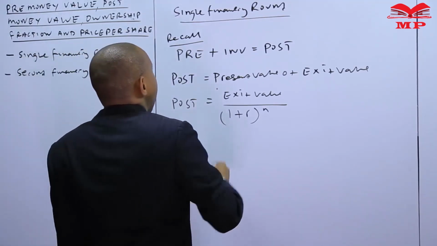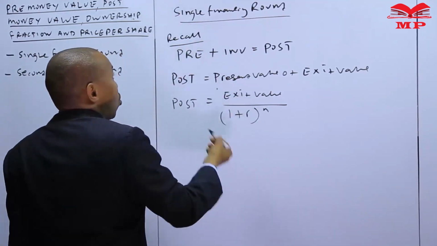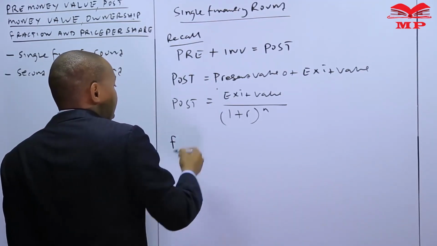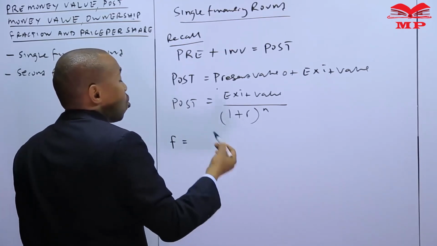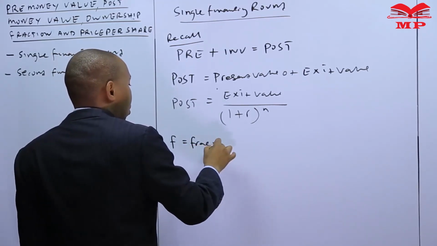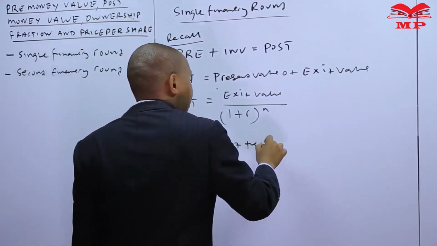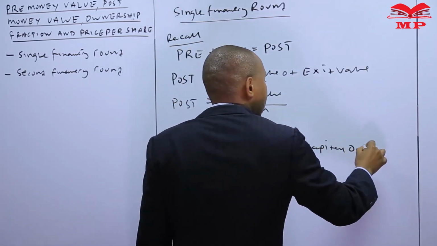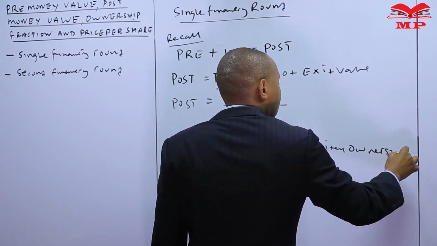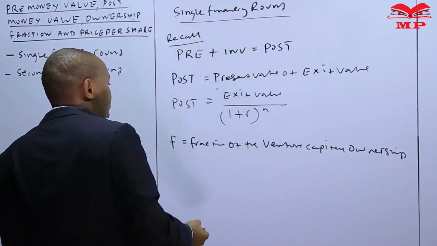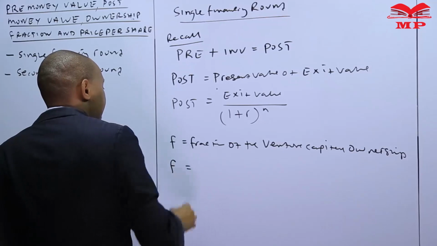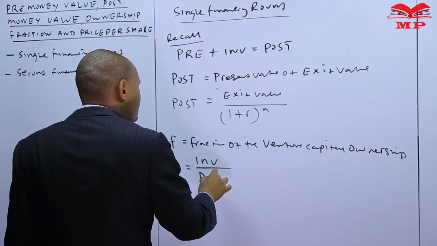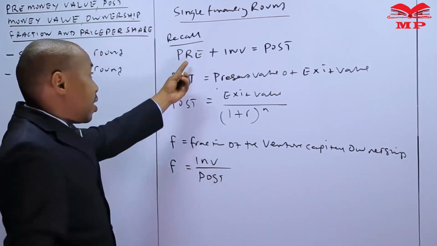Now moving on, getting the fraction of the venture capital ownership. So F, which I'll describe along with all of these, is the fraction of the venture capital ownership. It is given as F equals investment value over post-money value. We had already explained this in our previous lesson.